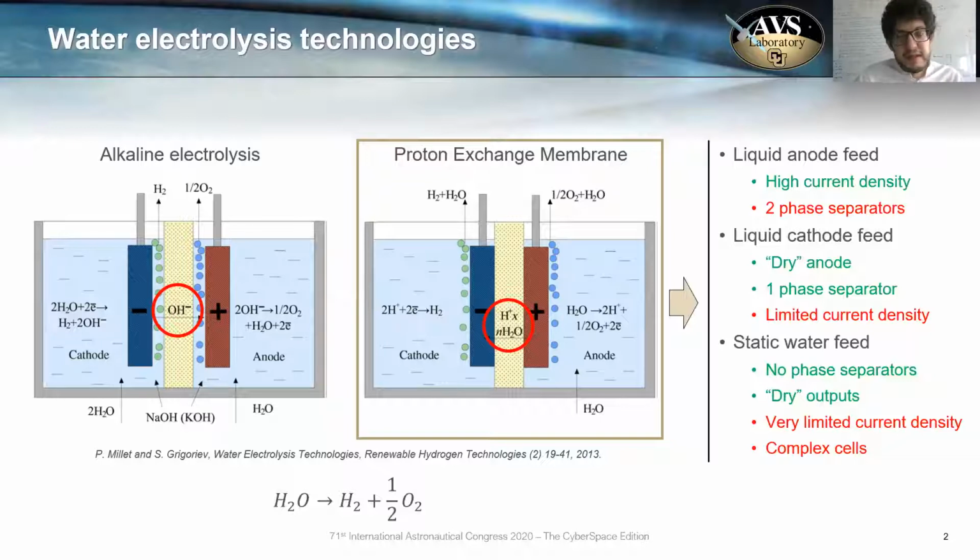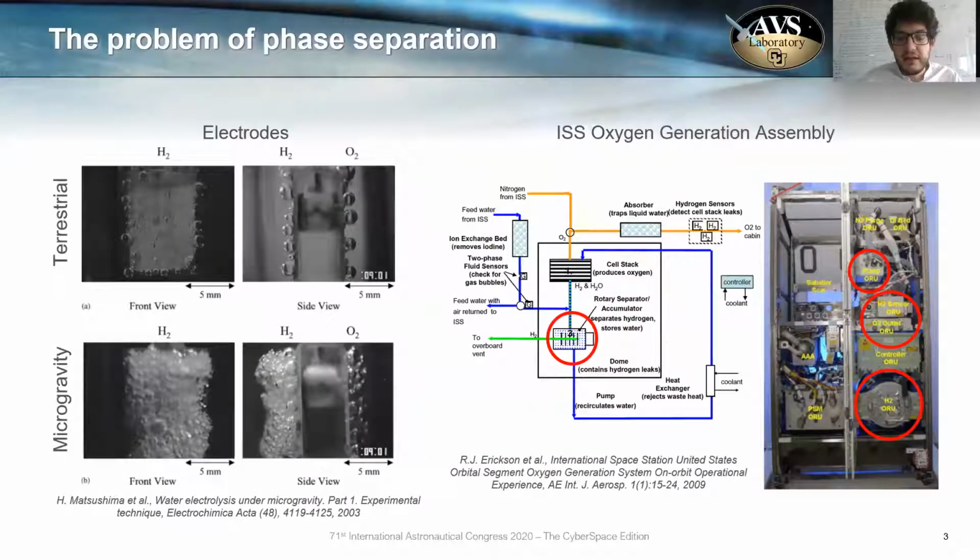These technologies have different advantages and disadvantages, but the disadvantages are mostly related with the water content of the resulting gases and the need for phase separators. This is particularly true for low gravity applications. Let's see why. If you operate an electrolytic cell in zero gravity, you will soon see that a layer of gas bubbles is created over the electrode, and this reduces the effective surface area of such electrode. Of course, you need a way to remove these bubbles and then separate the water and gas flow in microgravity.